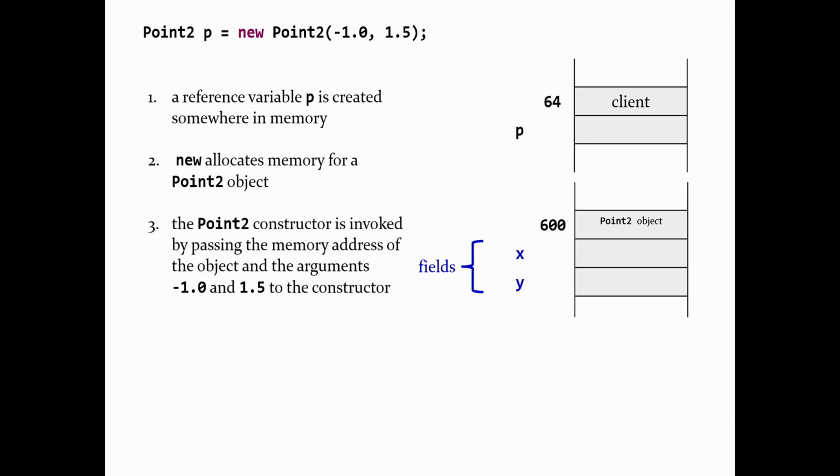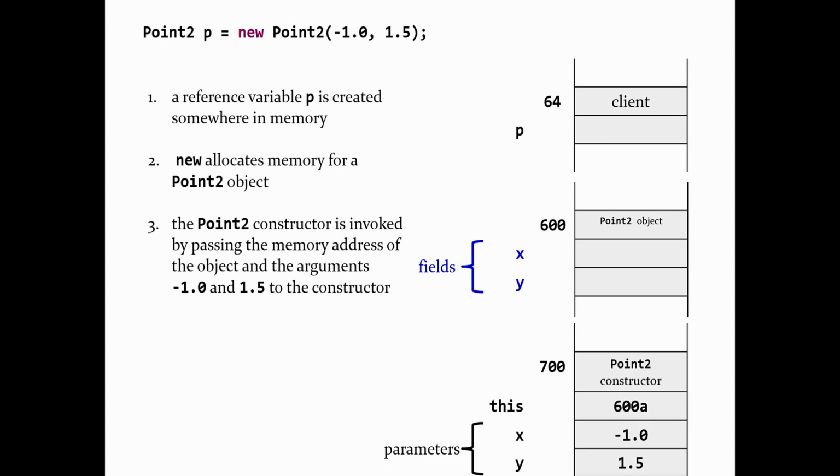The Point2 constructor gets called. So new makes the object, and the constructor runs somewhere in memory. When that constructor runs, its parameter values x and y get set to -1 and 1.5. So our constructor has a parameter x and a parameter y. x gets set to -1, y gets set to 1.5. Our constructor also has a hidden parameter called this. The value of this is the address of the object that's being initialized. So the value of this, in this case, is the address 600, which is right there.